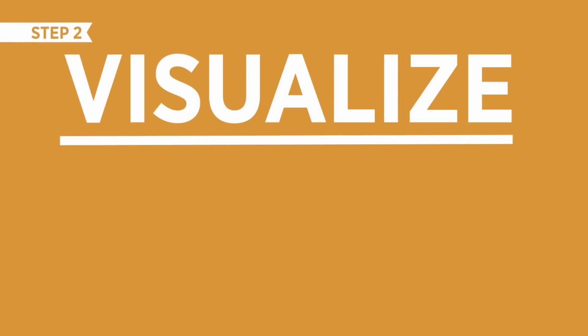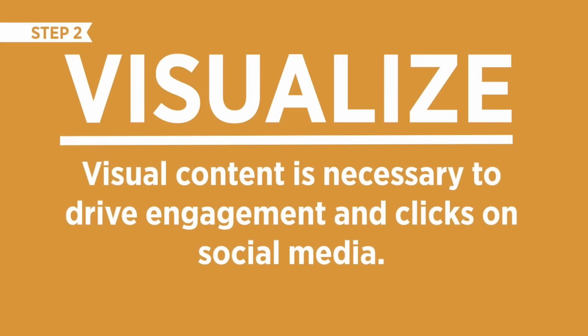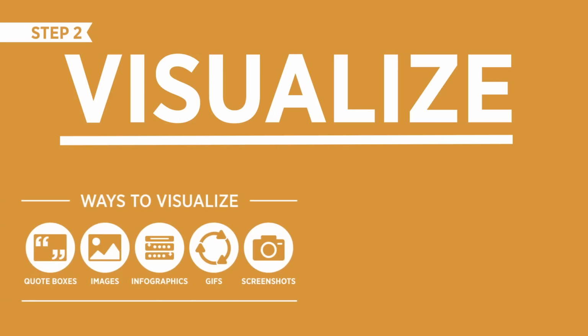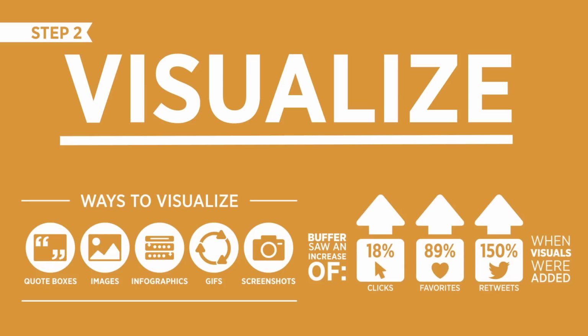Now let's talk about step 2. This is the part of the process where you visualize your content. Visual content is necessary to drive engagement and clicks on social media. So, once you have your splinters, your headlines, your images, your statistics, and your quotes, how do you put those together to make them into visual pieces for your audience? Digital Marketer turns our content into quote boxes, images, we make infographics, we share GIFs, we have screenshots. The entire purpose of this is to keep your content fresh, keep it from going stale in front of your audience, and making sure that when people are scrolling on social media, you're showing them something that makes them stop.